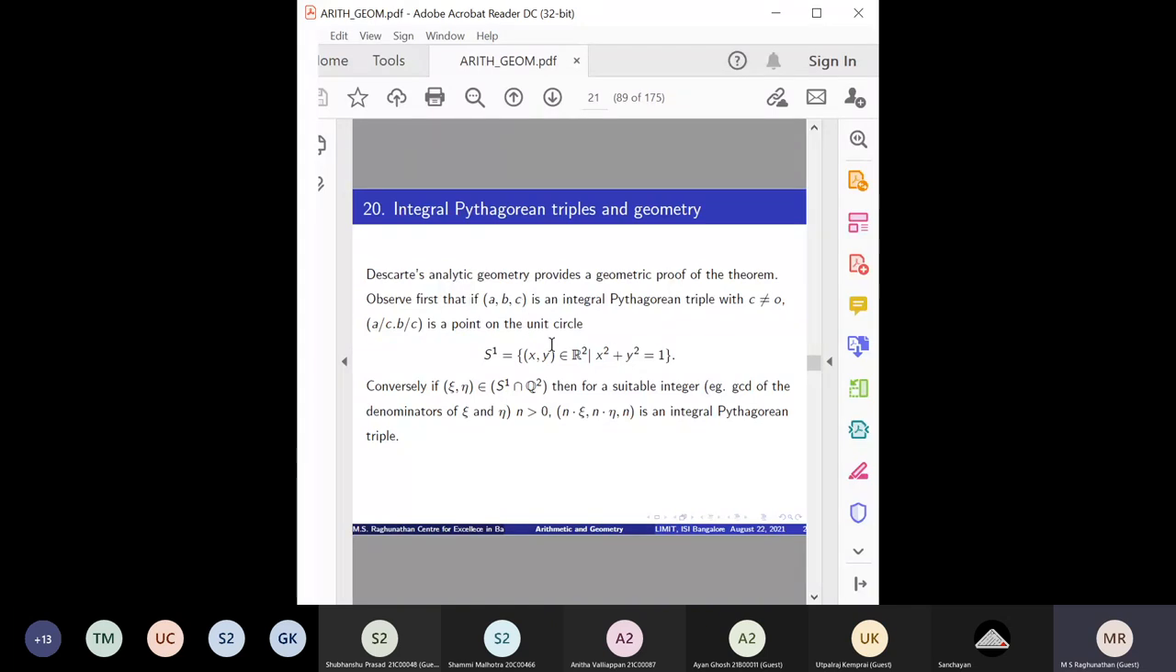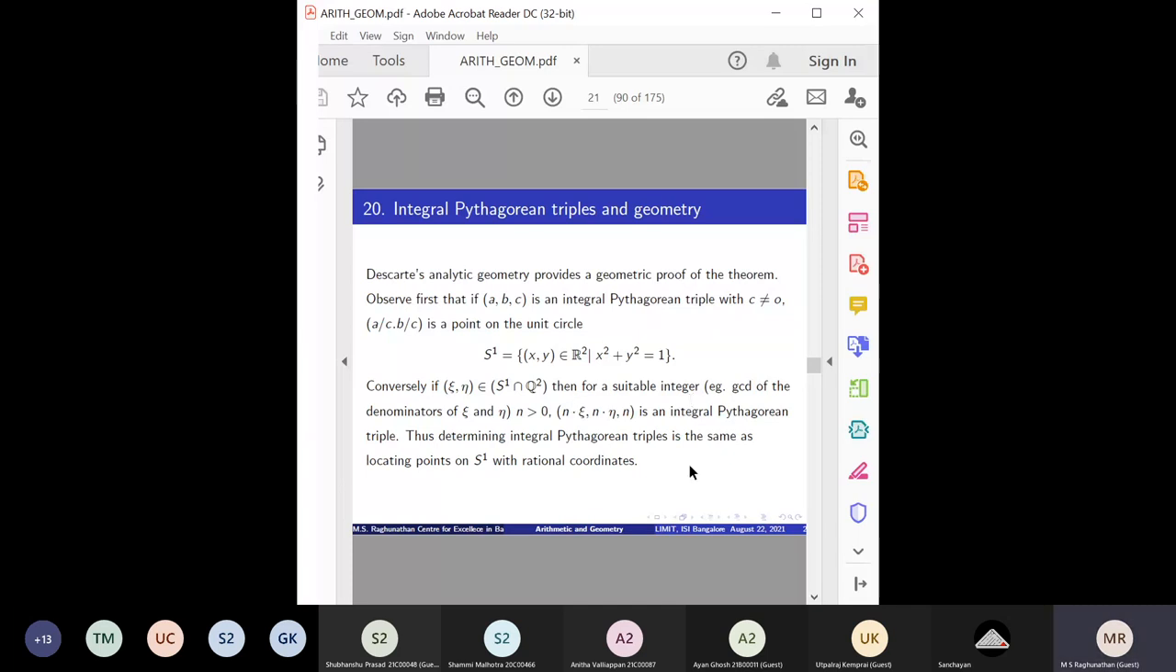Conversely, suppose (psi, eta) is a point on the circle whose coordinates are rational. Then for a suitable integer n, namely the GCD of the denominators of psi and eta, the triple n squared psi squared, n squared eta squared, and n squared is an integral Pythagorean triple, as you can easily see. All these three terms should have been squared. So that tells you how to arrive at integral Pythagorean triples, starting with rational numbers.